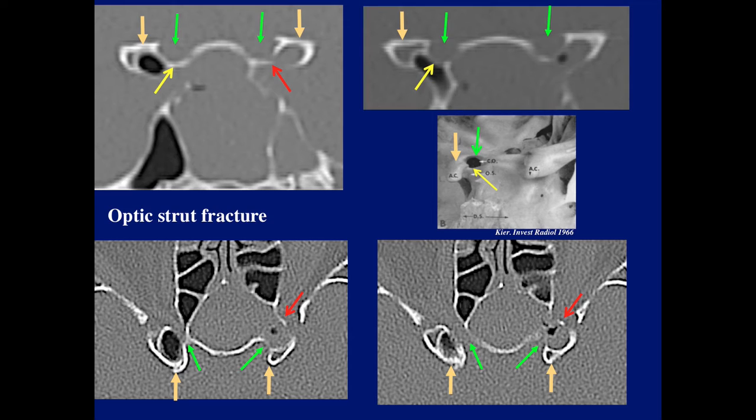This is an unusual case of a very specific fracture following trauma involving the optic strut. You can see the break here. Here's a normal optic strut, and we can see on the axial plane, here's a little piece of bone which came off from the part of the optic strut that was broken off. Very unusual fracture involving the optic strut or the floor of the optic canal.